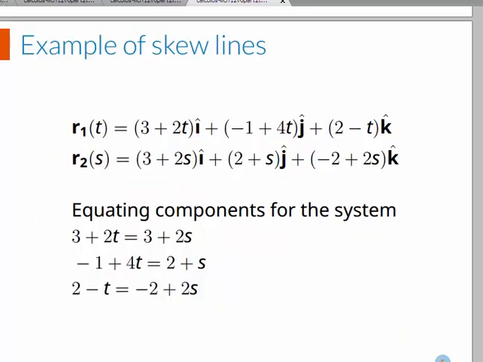We'll show how this works with some examples. This will be an example of skew lines. We have R1, written using t as a parameter, and here R2 is written with s. Then we equate, for example, the x's, and put that as the first equation. Then we have the second equation and the third equation. Now we're going to take the first two equations and solve them.